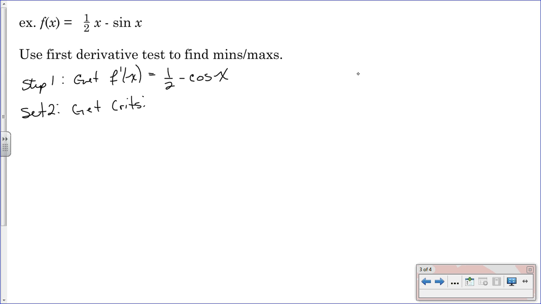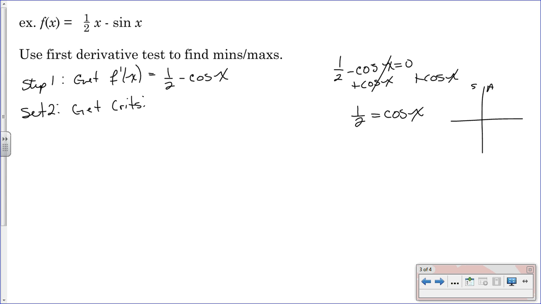So we simply solve it out. 1/2 minus cosine of x equals 0. In this case, I'm going to add cosine of x to both sides. So 1/2 equals cosine of x. So now what you simply do is you have to remember where your cosine equals a positive 1/2. If you remember, all students take calculus, so it's positive in this quadrant and in this quadrant.